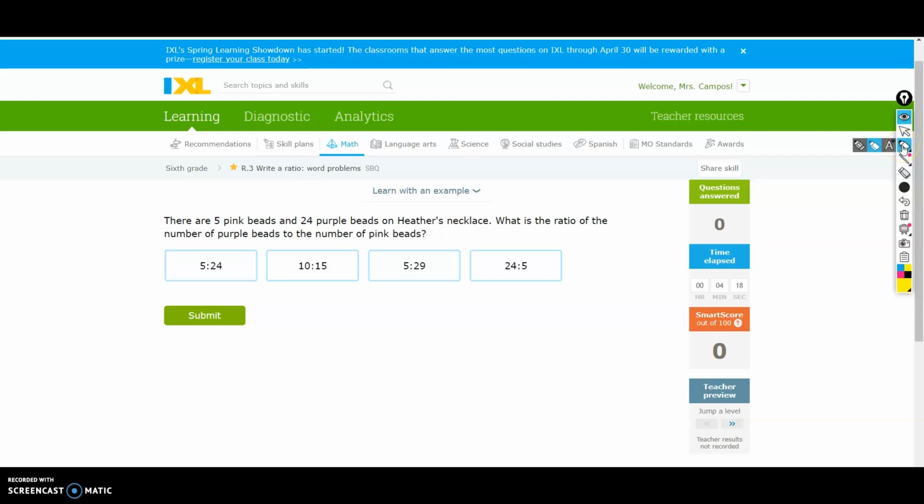Hey guys, it's Mrs. Compost, and today I want to go over some IXL with you. So this is going to be the 6th grade IXL R3, write a ratio word problems, and the short link is SBQ.